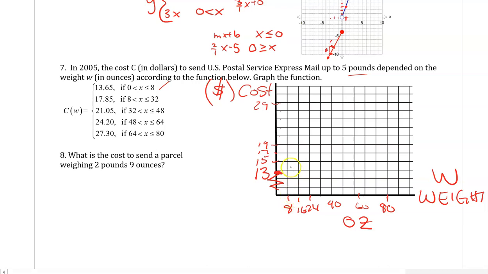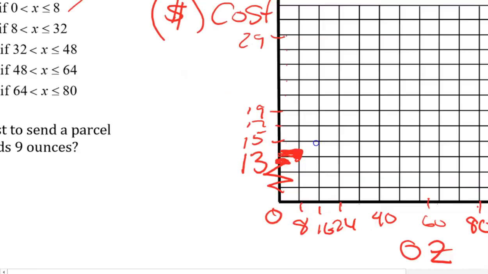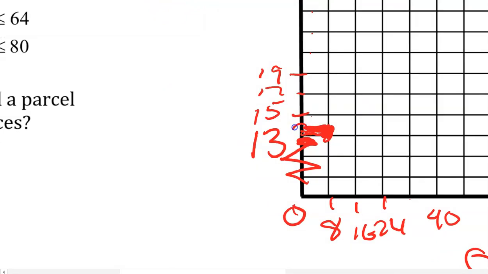Now let's go ahead and plot. At 8, it's $13.65, somewhere around in here. So between 0 and 8 ounces, inclusive of 8, exclusive of 0, that's our graph.